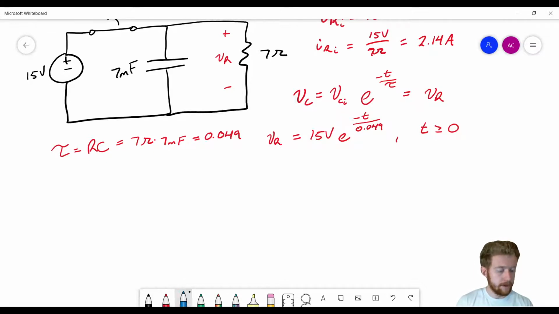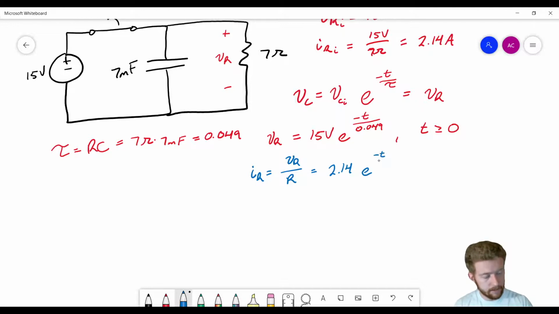Now, how can we get the current through that resistor? Well, think about it. Current through a resistor is the voltage divided by the resistance. We know the voltage, so all we have to do is divide that by the resistance. What this is going to give us is 2.14 e to the negative t over 0.049. All right? So we know the current, we know the voltage.